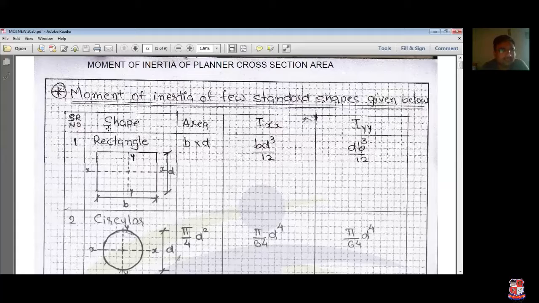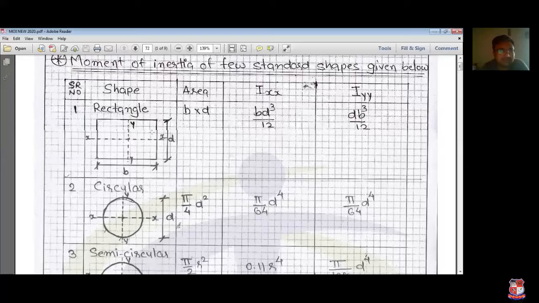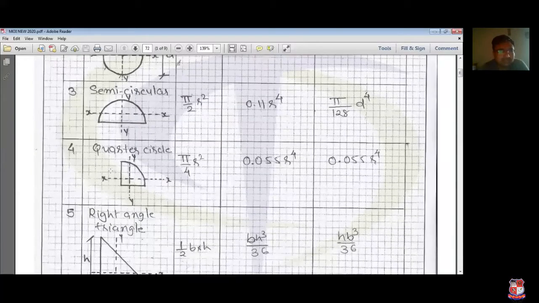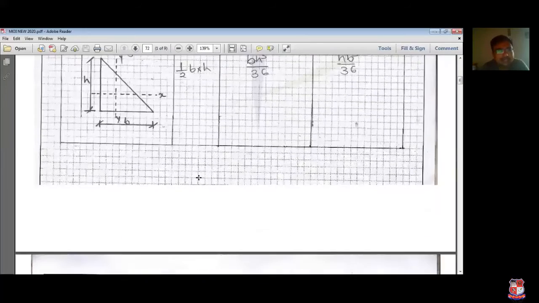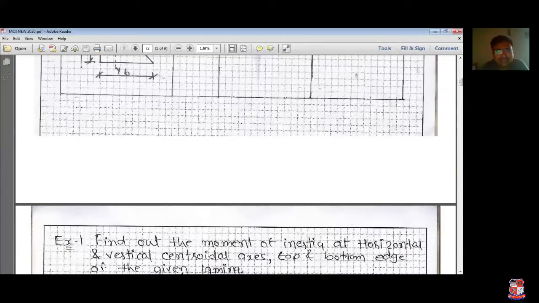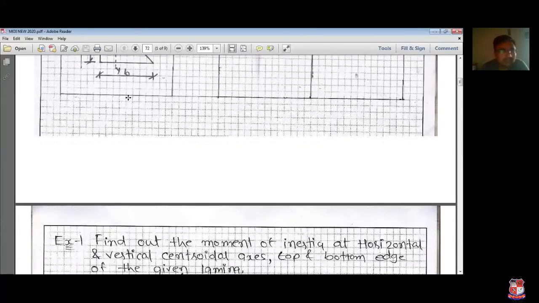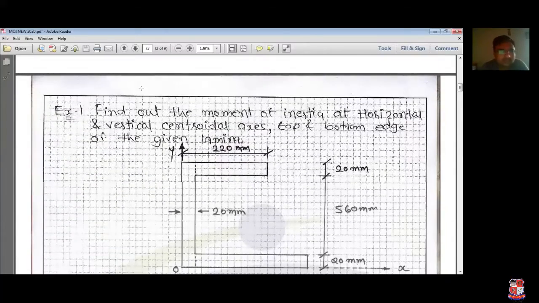So we generally have to remember the moment of inertia of standard shapes: first of a rectangle, then circular, semicircular, quarter circle, right angle triangle. These are the basic standard shapes whose formulas you have to remember. Now we are going to solve one example, how to find out the moment of inertia of any cross-sectional area.